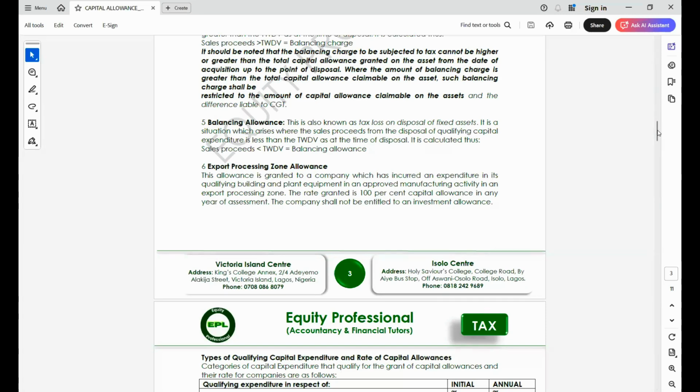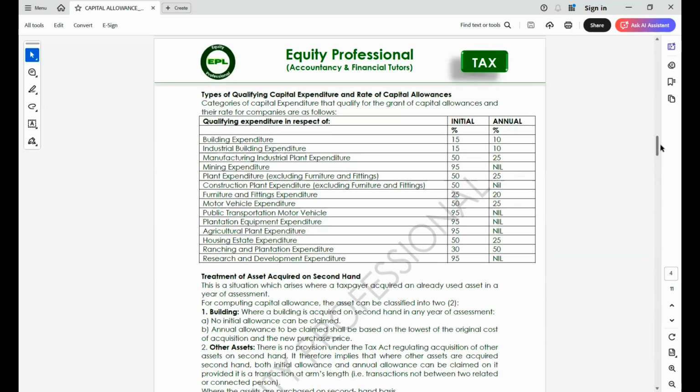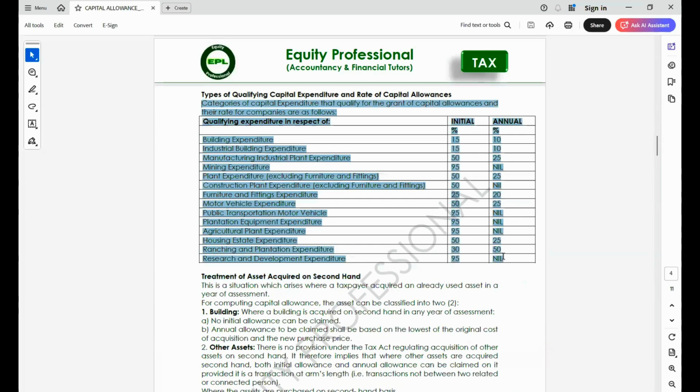So we have the types of qualifying capital expenditure and their rate of capital allowance. Please, for this particular aspect, you don't need to bother yourself or stress yourself.